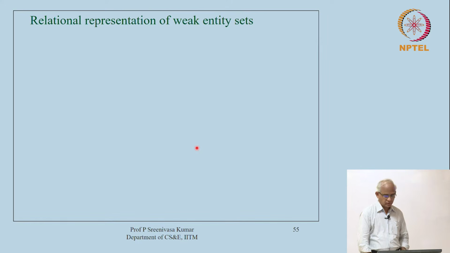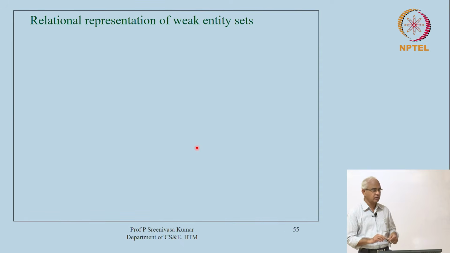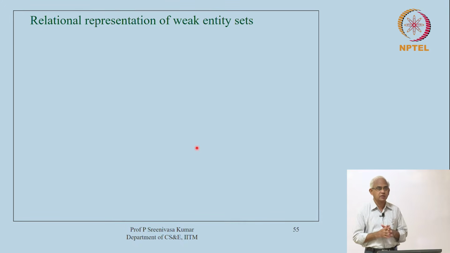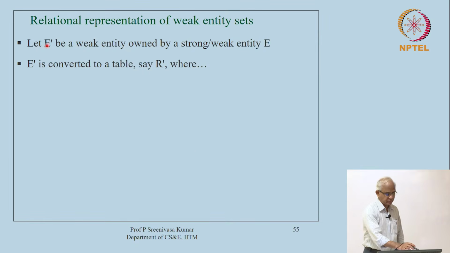Recall that weak entity sets are entities that do not have an independent existence, and they depend on some other entity for their relevance to the information system. So, we have weak entities. Let us say some E prime is a weak entity owned by some strong entity A. It could even be owned by another weak entity, but we will take up that case a little later. So, let us say it is owned by a strong entity.